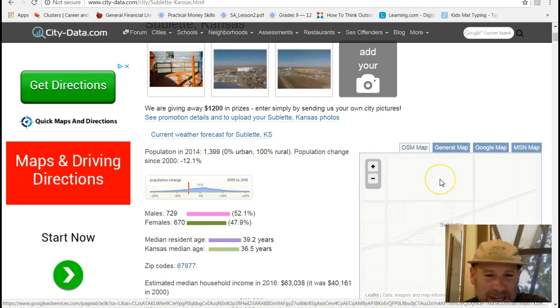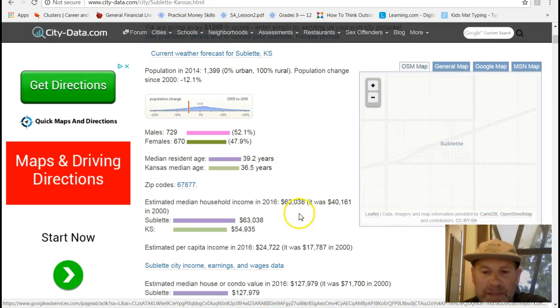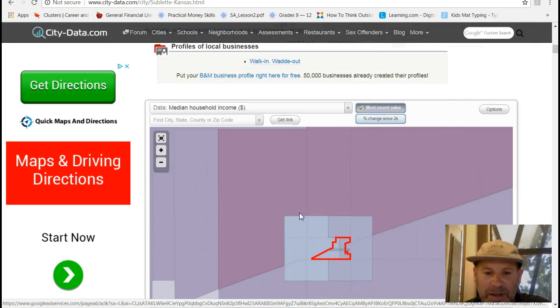There's 1,399 people as of 2014. I think that's increased a little bit, probably around 1,500 now, I believe. I think it has gone up. Median resident age, 39.2 years. You can see right here between males and females, it's pretty evenly divided, 52% to roughly 48%. Median household income, 63,000, which I was very surprised at. I thought that was a little higher than I expected. But anyway, that's the median income there.